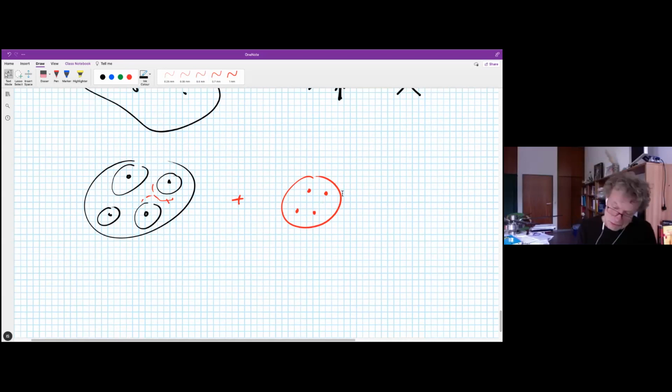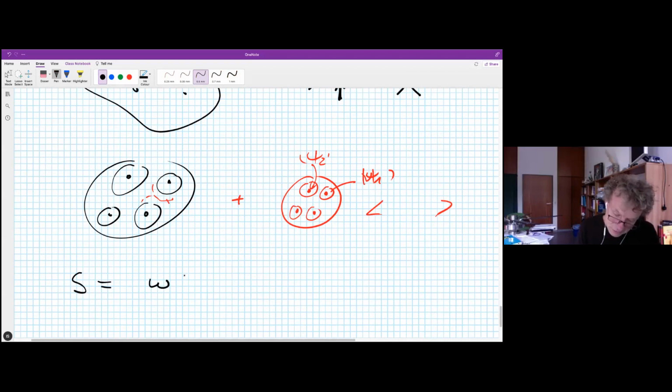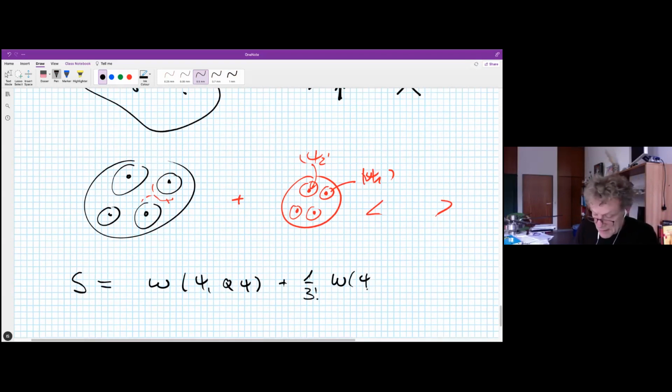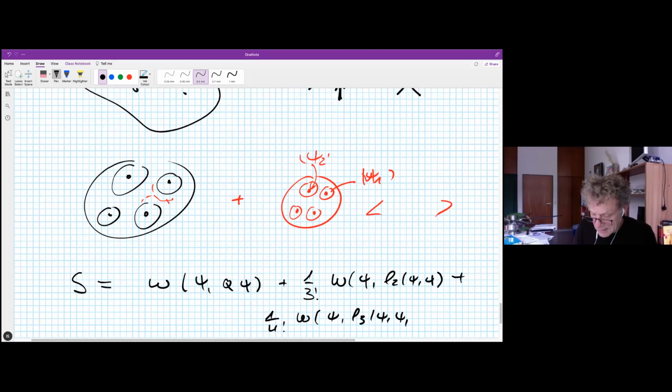And now you just say, okay, now I know what to do because I know how to compute these vertices. I put now my little states here. The vertex operators correspond, let me put here psi1, psi2. I know how to put them there. And then I know how to compute expectation values. And then, in fact, you can construct the action, which is now omega psi Q psi, we'd already discussed this, plus 1/3! omega psi L2 psi psi plus 1/4! omega psi L3 psi psi psi, and it goes on.